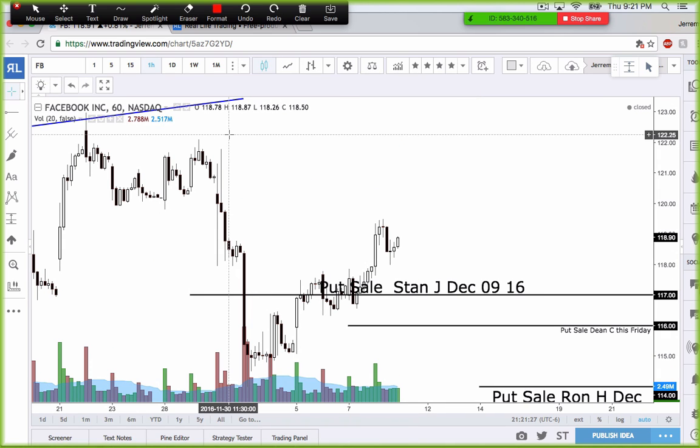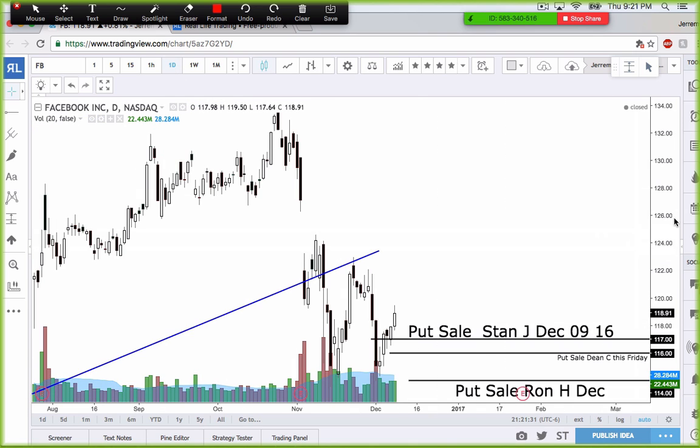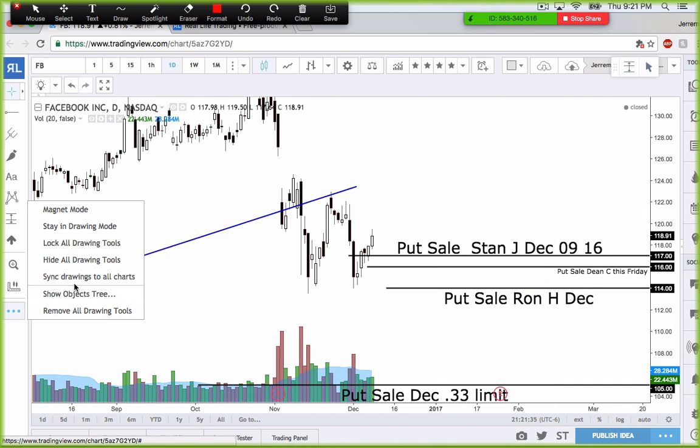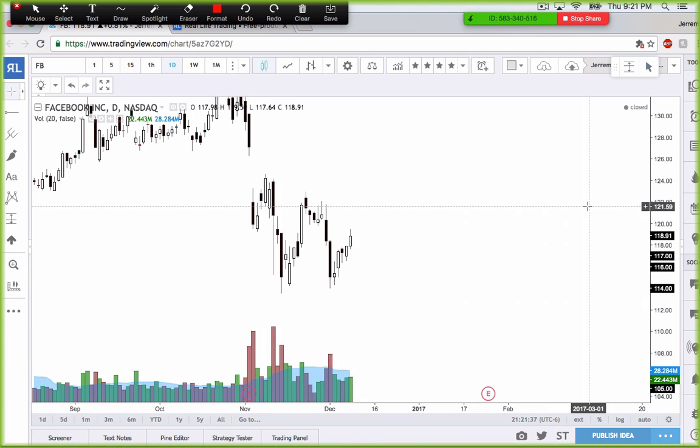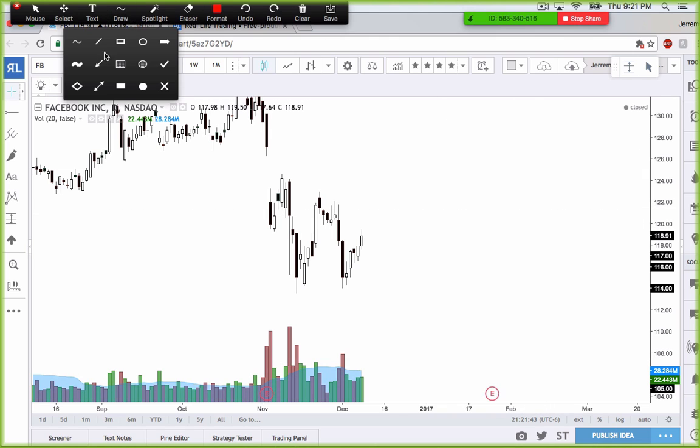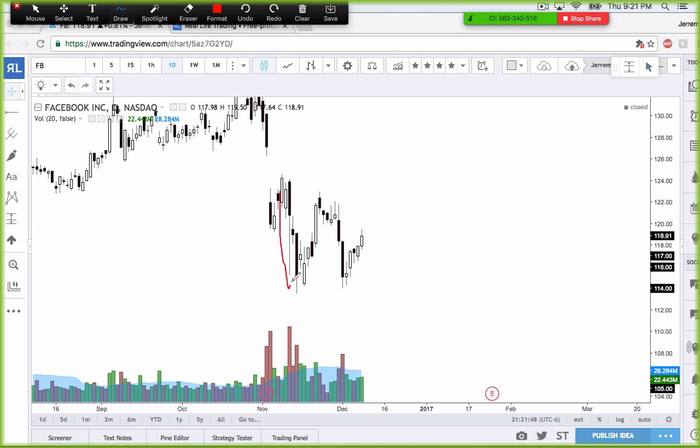Let's go look at Facebook. Just looked at GoPro. So Facebook, here's the daily chart. I have a lot of drawings on this one, so let me hide all these drawings. Okay, so here are the drawings. What kind of pattern are we potentially getting on Facebook? We're getting a double bottom. Yep, getting a double bottom. We haven't formed it yet, at least on the daily chart.